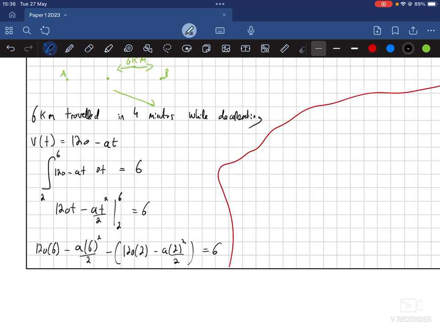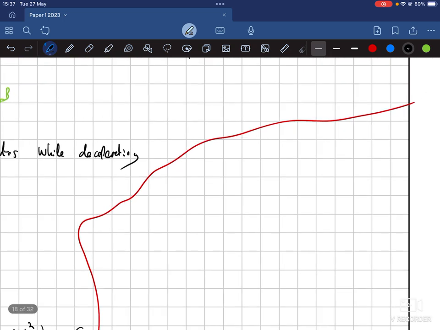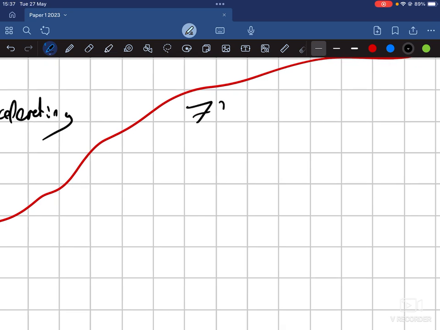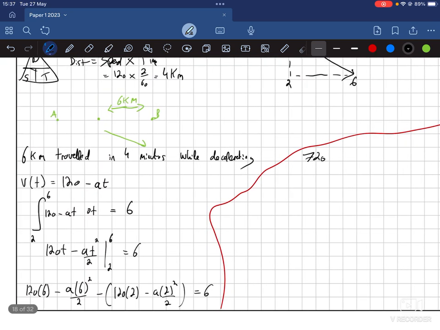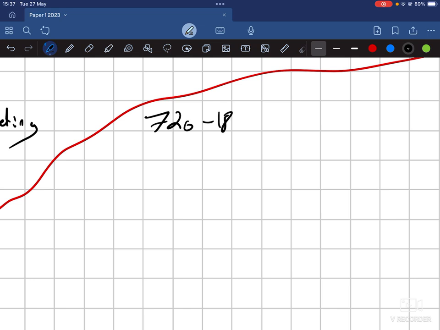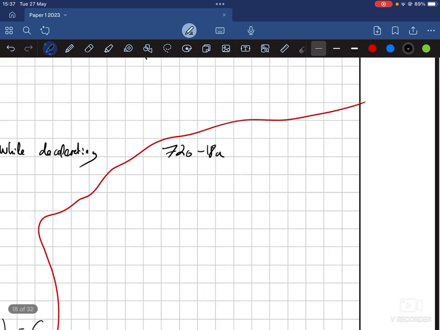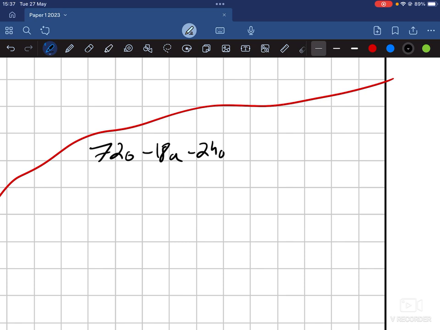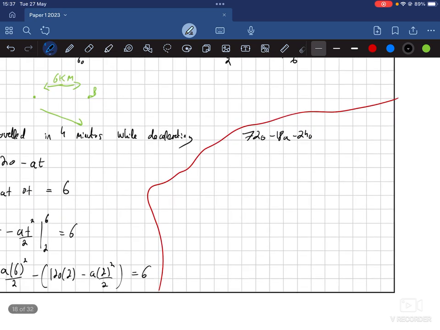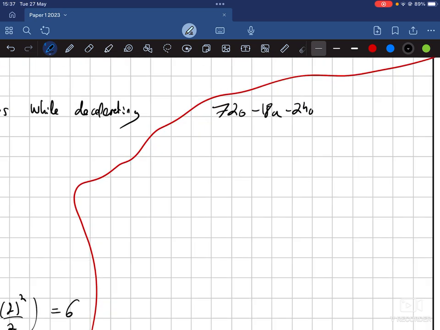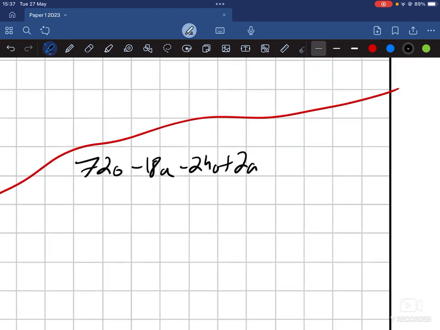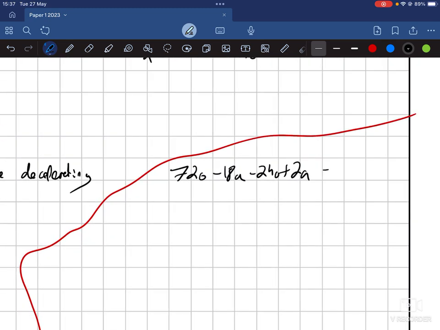So what's 120 by 6, I suppose? Should I be changing any units, I wonder? I feel like I should be changing my units because I don't see how this is going to work out, but I'll have a look anyway. So 720 minus 18a, when you simplify this. Then minus 240, and that's going to give me plus 2a. 2a is equal to 6.